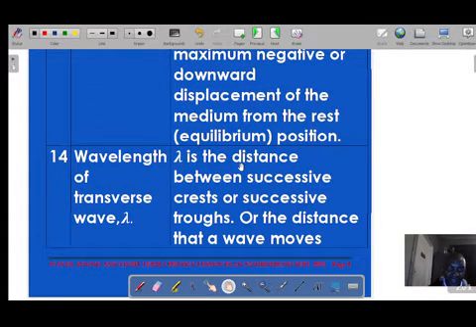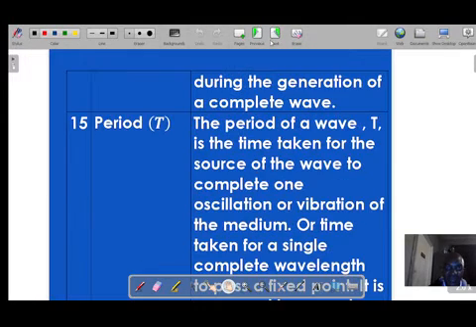Now we have what we call the wavelength of the transverse wave. Wavelength is the distance between successive crests or successive troughs, or you can say the distance that a wave moves during the generation of a complete wave. We're going to see that, I'm going to explain that more.